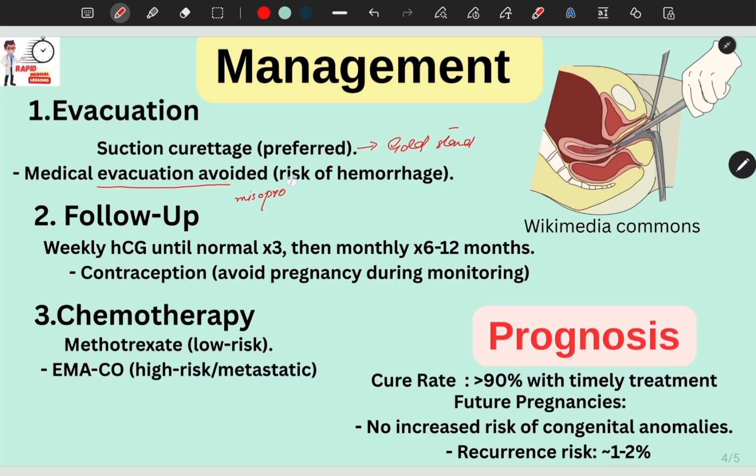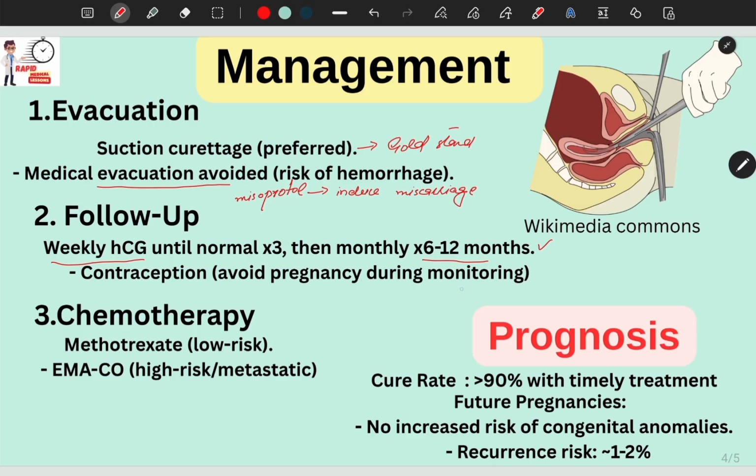After the evacuation, what should be the follow-up approach? You have to monitor weekly HCG levels for 3 weeks. Then you measure monthly for 6 to 12 months. Keep in mind that contraception is mandatory, no pregnancy until HCG normalizes. The patient does not go for a pregnancy until HCG normalizes. She has to wait 6 to 12 months after HCG normalizes.